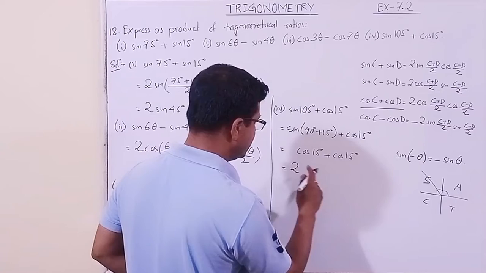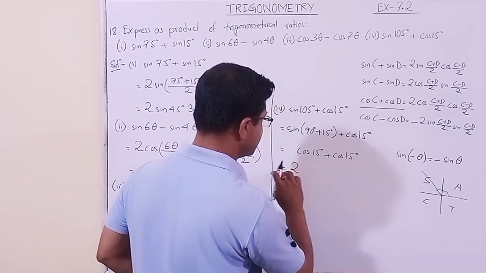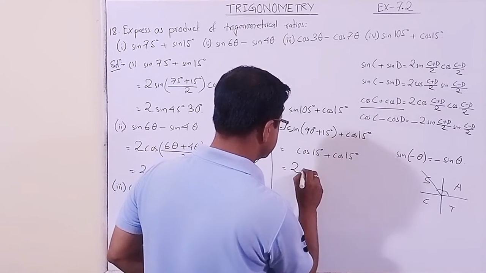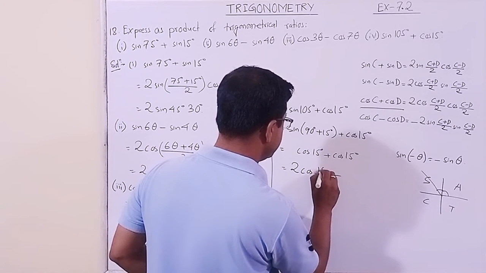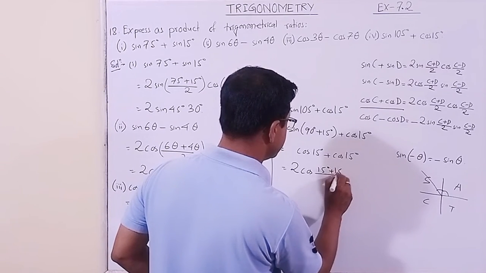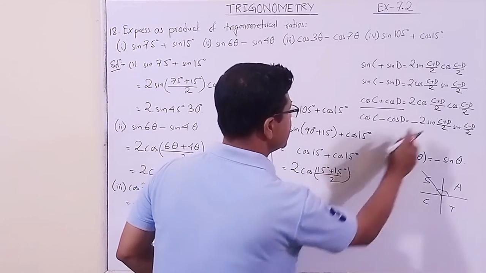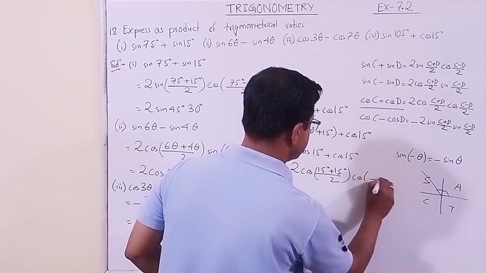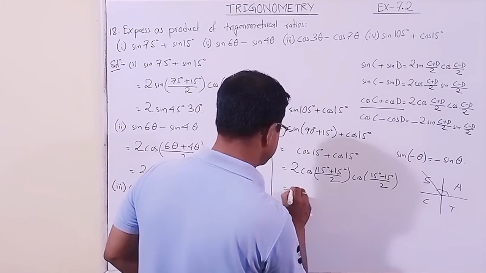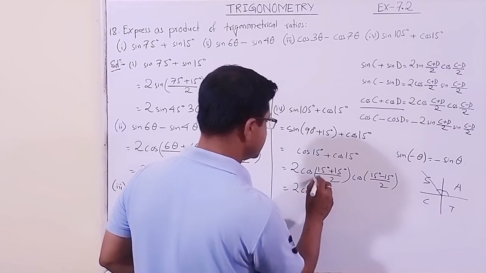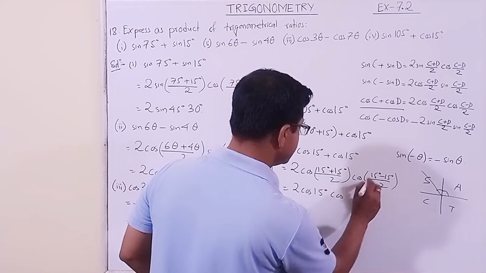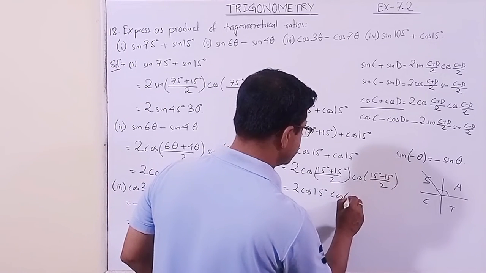I will tell you another method. Let us apply this. I will tell another method, a shortcut for how you can write this one especially. So twice cos (15 degree plus 15 degree) divided by 2, then cos (15 degree minus 15 degree) divided by 2. So this is twice cos, 15 plus 15 is 30, 30 by 2 is 15 degree, cos 15 minus 15 is 0, by 2 is 0 degree.